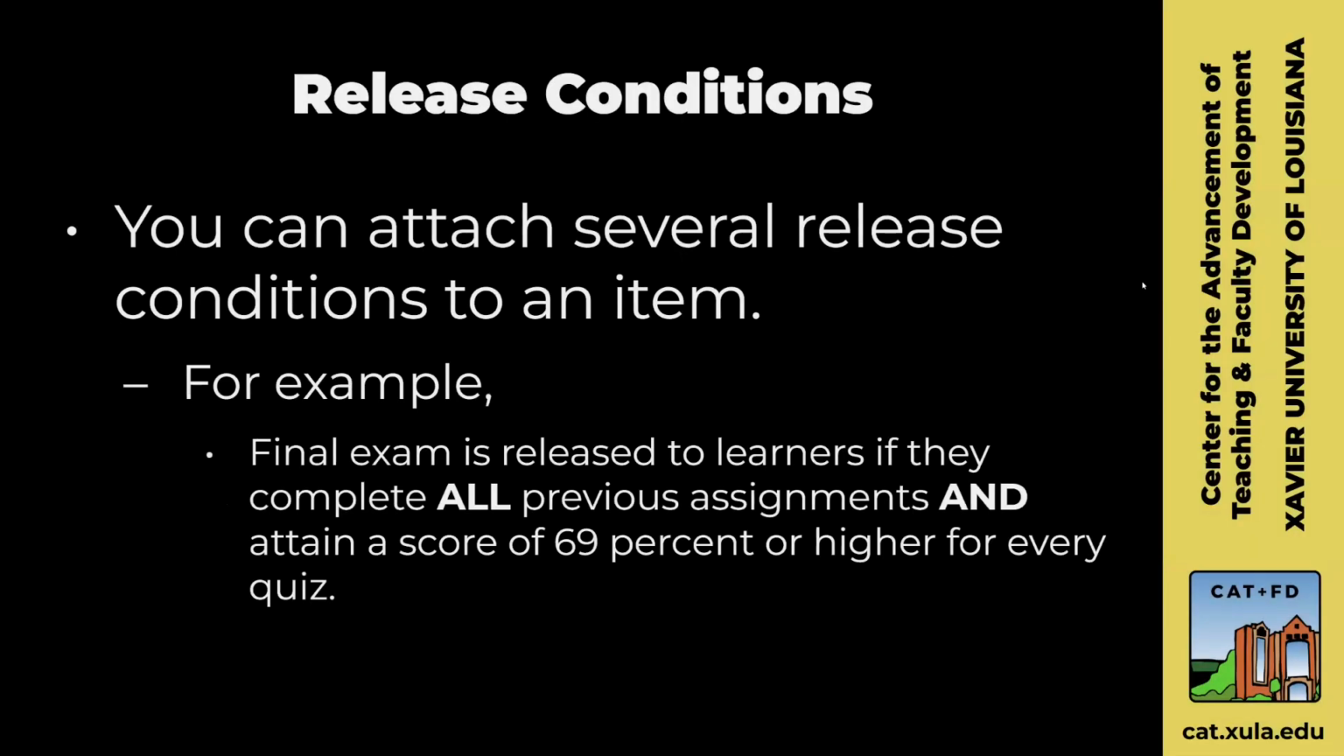So you can attach several release conditions to an item. This was an example that Jay showed where he had a number of release conditions and the students had to meet all of those. In this example, a final exam is released to the learners, but they had to have completed all the previous assignments and attain a score of 69% or higher for every quiz. Then the final exam would be released to them.